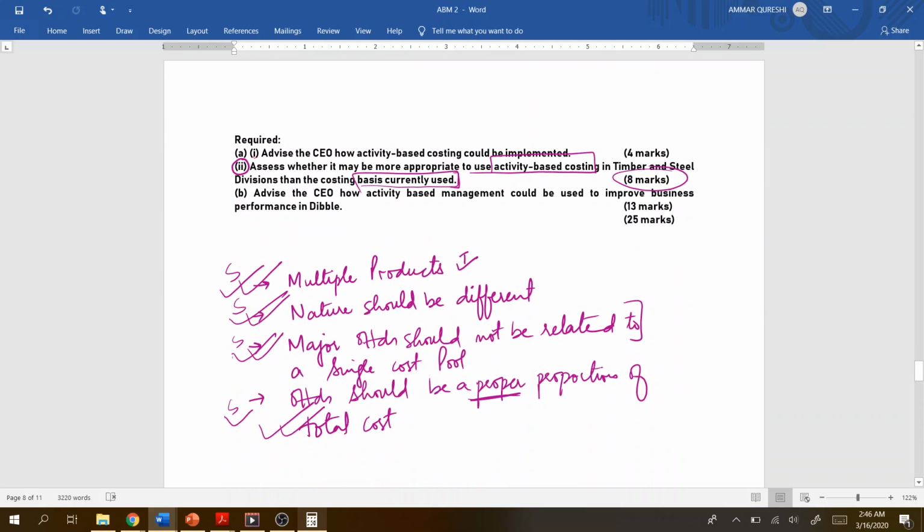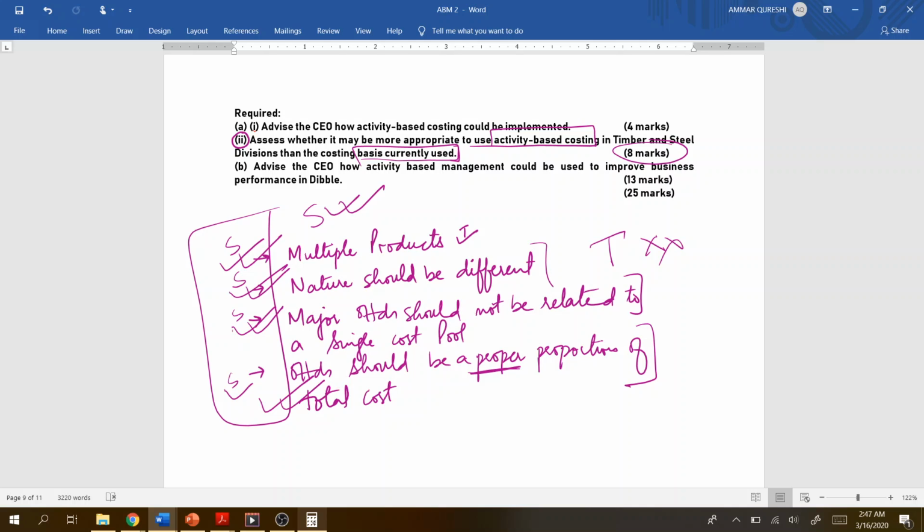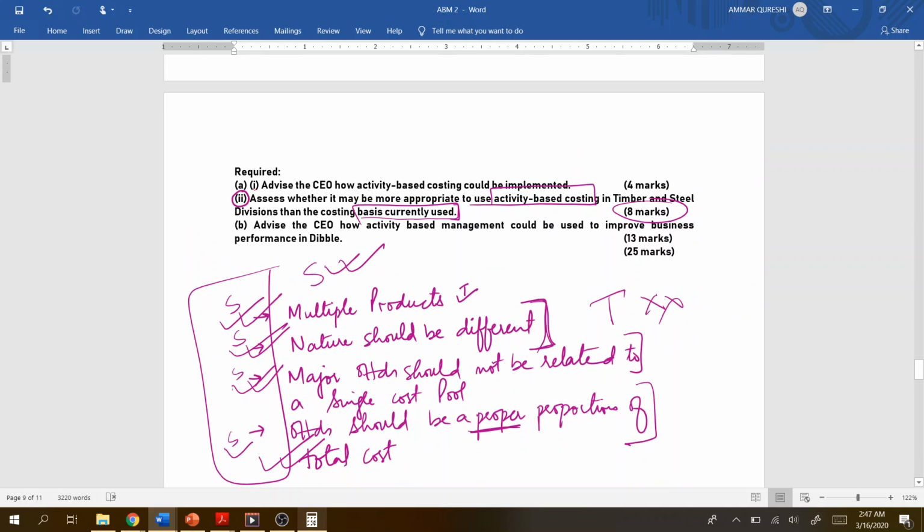So according to our analysis, steel division should use activity based costing, and timber division should not use it, mainly because of this reason, and partially because of this other reason. Now let's move to part B. Advise the CEO. You just need to write these things in your own wordings, right? Obviously we cannot do that.